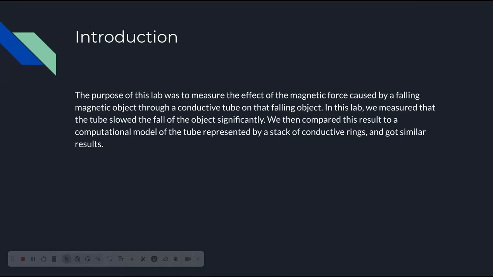The purpose of this lab is to measure the effect of the magnetic force caused by a falling magnetic object through a conductive tube. This is that demo we've been doing in lecture for the past 2 weeks where we drop a metal ball through a metal tube and it slows the fall significantly. Our goal was to measure that experimentally and then compare that to a computational model we made of that process.